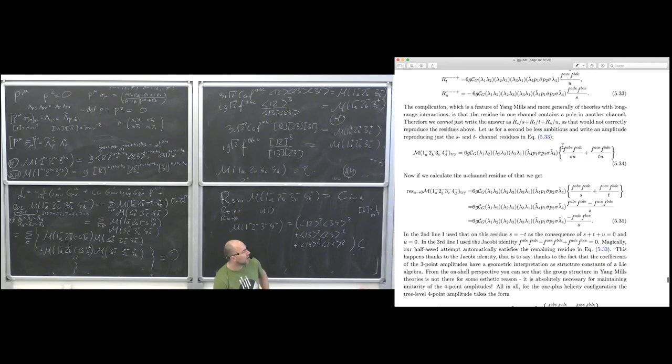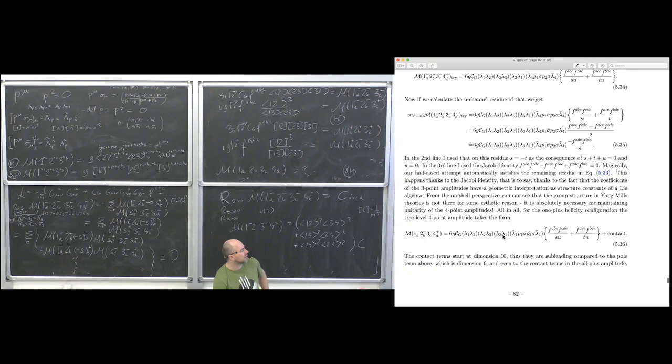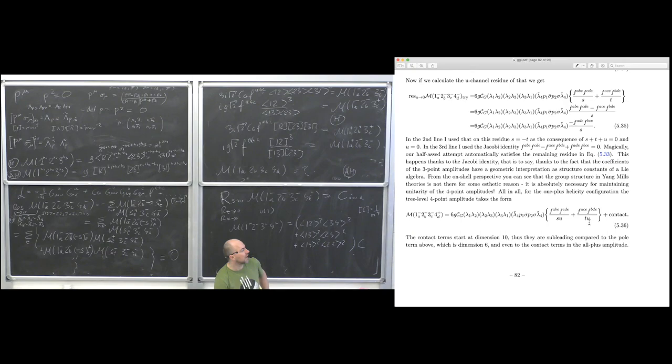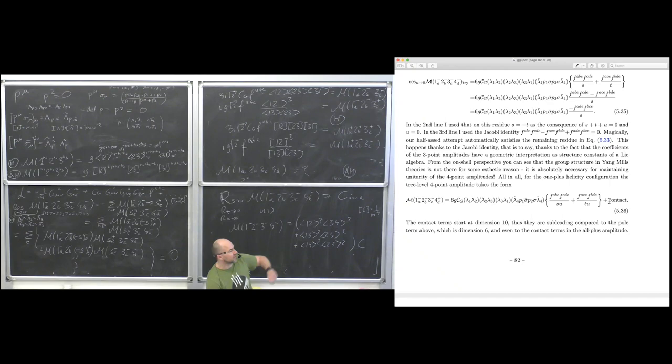And then the final amplitude in this channel will be this, and again up to a contact term. So when you're in an EFT, you will always have in this higher point amplitude a contact term that doesn't have any poles and corresponds to some higher dimensional operators.